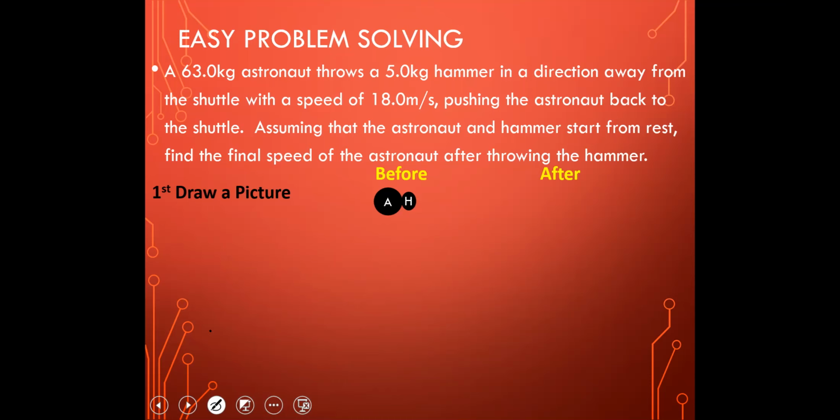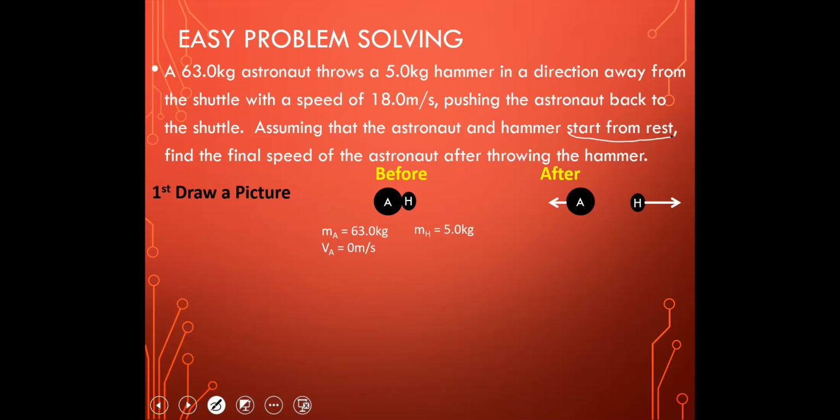You're welcome. So here we have an astronaut with a hammer in his hand. After that, the hammer goes away with a new velocity, and the astronaut goes in the opposite direction. The mass of the astronaut is 63, but his velocity is 0 because they told me to assume that they start from rest.